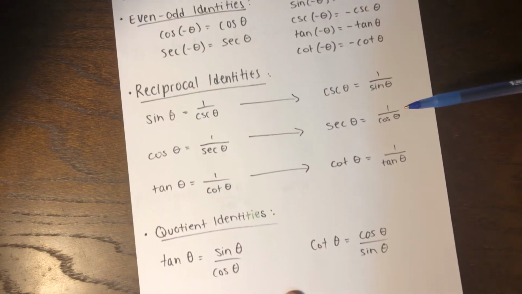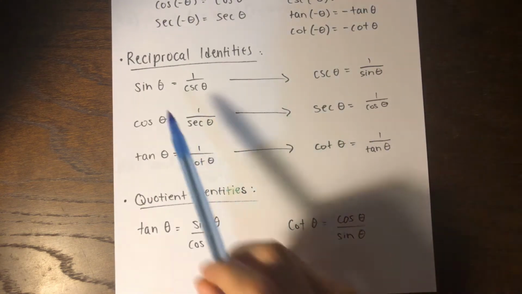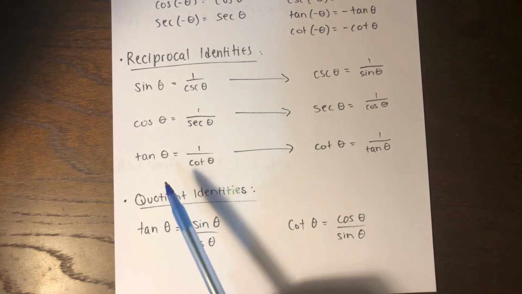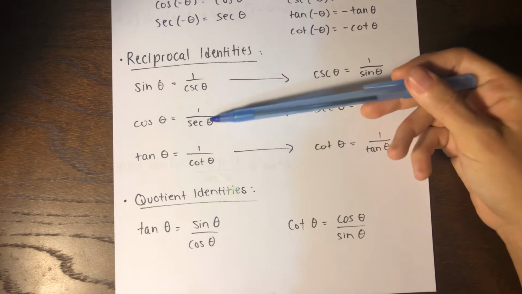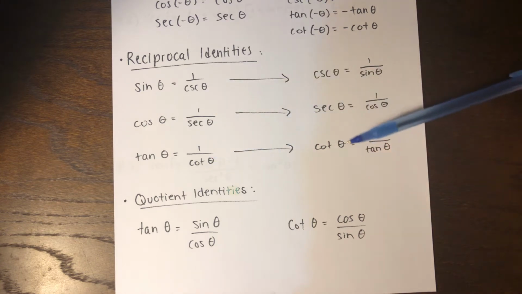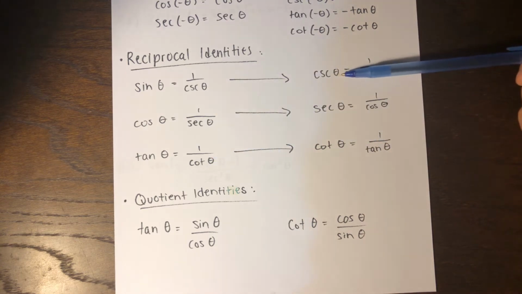So then we move to the reciprocal identities. So we have sine, cosine, and tangent, which are just 1 over cosecant, 1 over secant, 1 over cotangent, and then if you find the reciprocals, it's just the opposite.